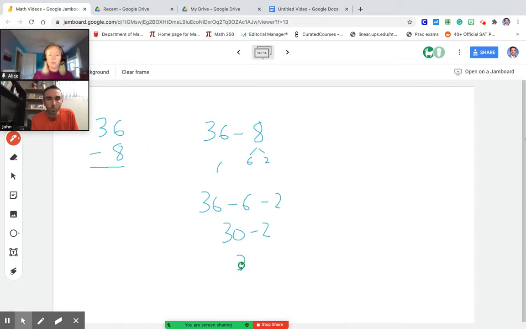That's 28. If I had done it the other approach, I would have had to borrow a 10 and carry over. I would not have been able to do it in my head. So this is a nice way to get the answer.